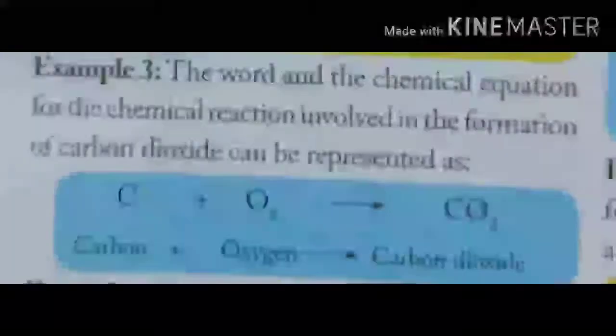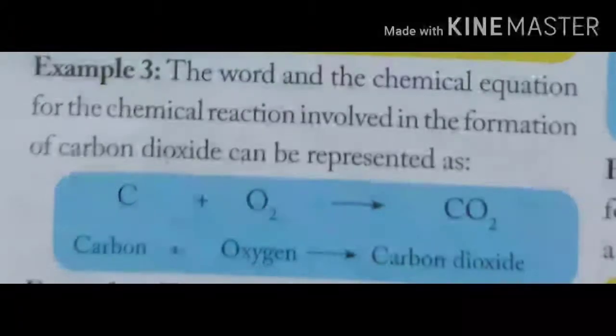Moving to example 3, the word and chemical equation for the chemical reaction involved in the formation of carbon dioxide. We know that carbon and oxygen join together to form carbon dioxide. In the equation, C and O2 are the reactants and carbon dioxide is the product.